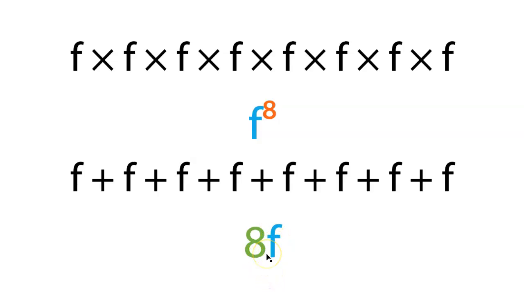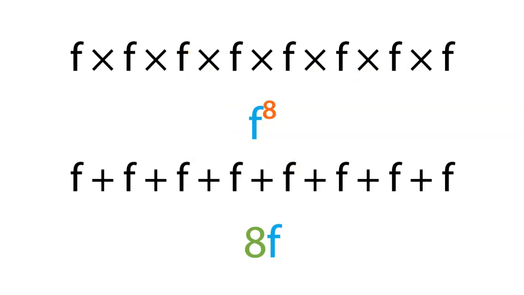Now, notation here is going to be really important. If you write this, f to the power of 8, that means this thing up here. If you write 8f, that means this thing here. And if you write some other weird nonsense, it might mean something totally different, so don't do that. Make sure that you mean what you write. 8f is this, f to the power of 8 is this thing.